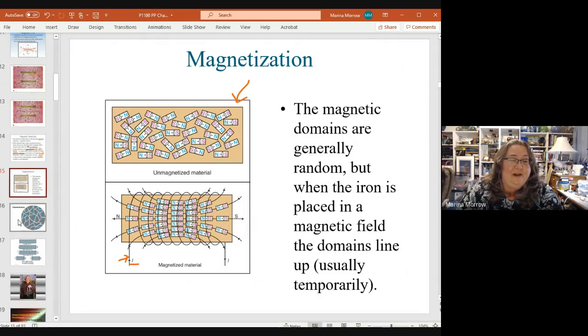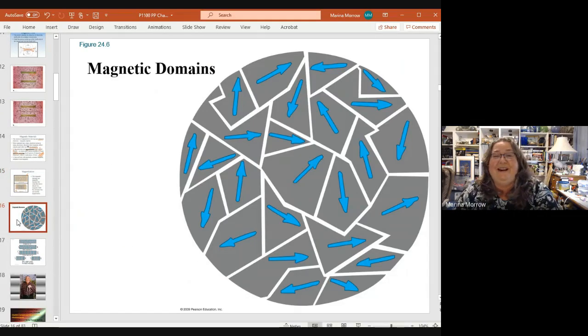And I was in a restaurant once where evidently their dishwasher lined things up beautifully because all the forks and knives and spoons were magnetic. Okay, so yes, you can take a regular piece of iron, get these domains to line up, and it will become a magnet.